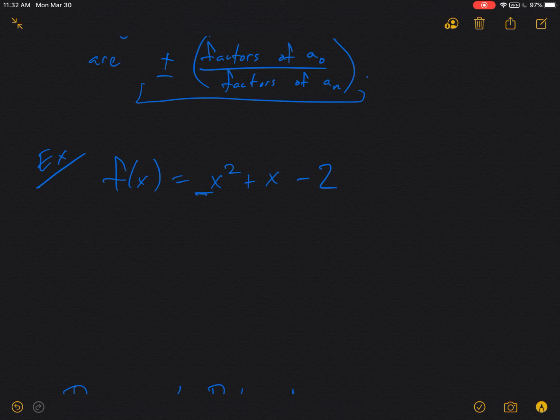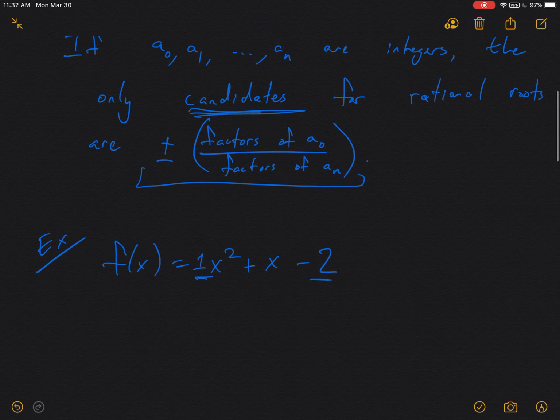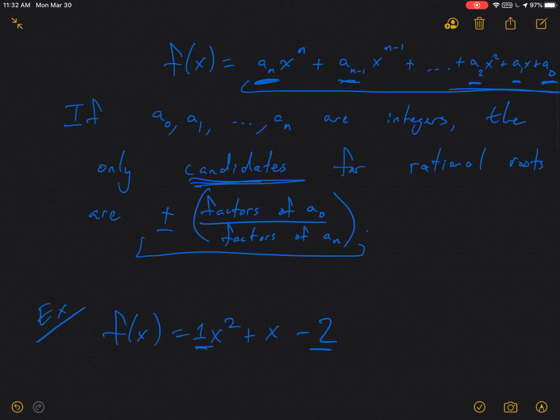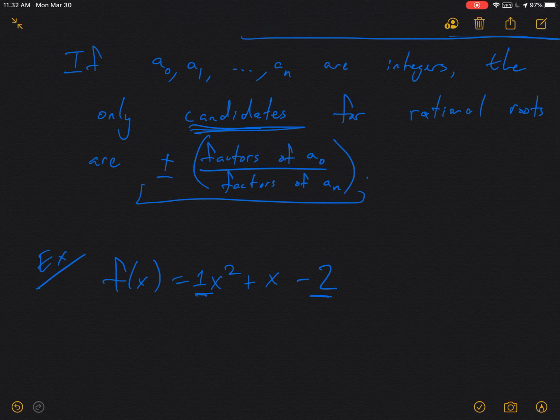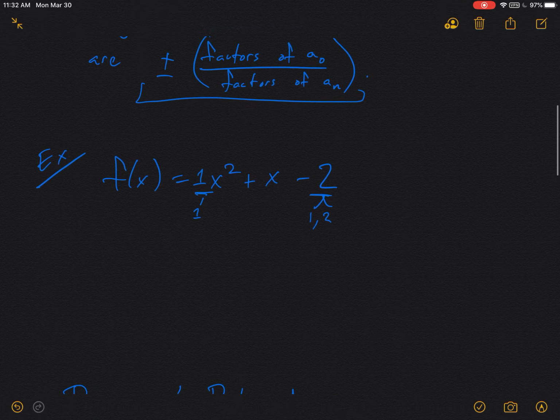So let's look at this particular polynomial. Here the leading coefficient is 1, and the constant coefficient is -2. And because all of these coefficients are integers, we can apply the rational root theorem, which says that all of the candidates that we should have for rational roots are plus or minus the factors of a0 divided by the factors of an. So let's look at the factors for each of these. The factors for 2 are 1 and 2, and then the factors for 1 are just 1.